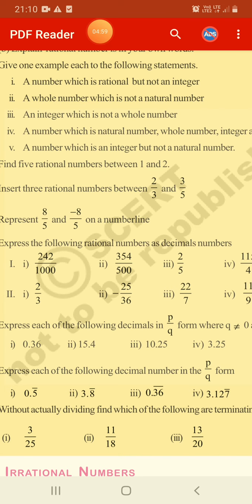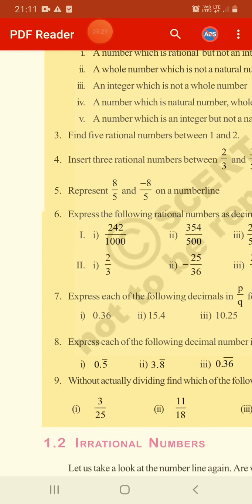They are also integers and rational numbers also because you can write them as 1 by 1, 2 by 1, etc. A number which is an integer but not a natural number. So natural numbers are 1, 2, 3, 4. The number should not come under natural number category, but it should be an integer. So the answer is, you can take 0, -1, -2, -3, or any negative integer, or 0 can be the answer for this question. You can give any example.